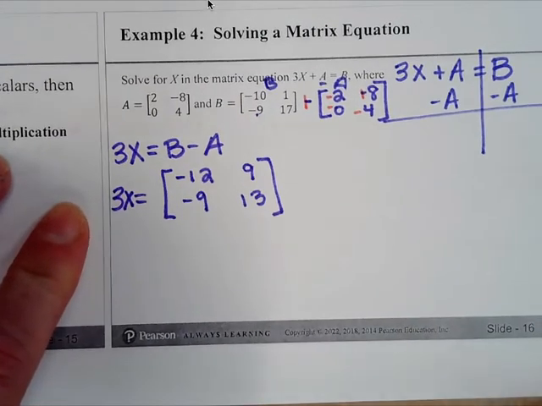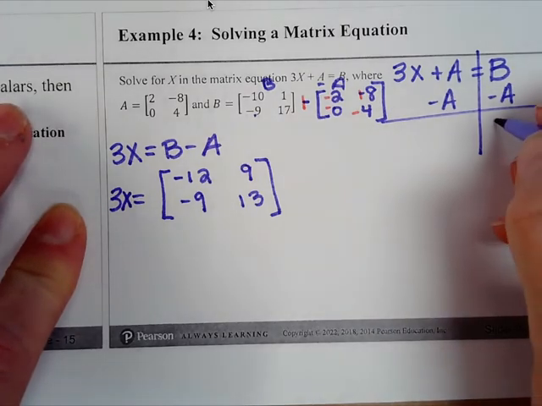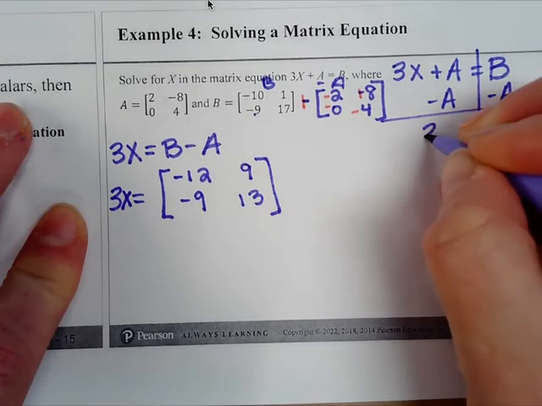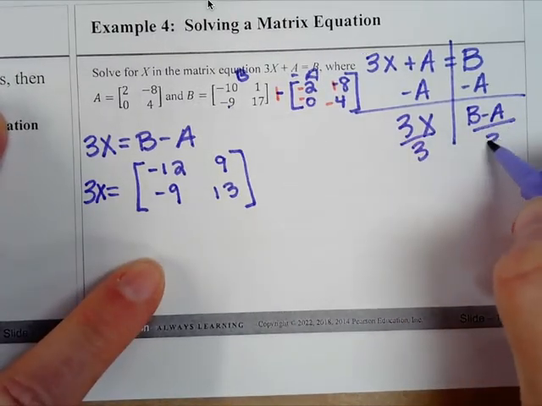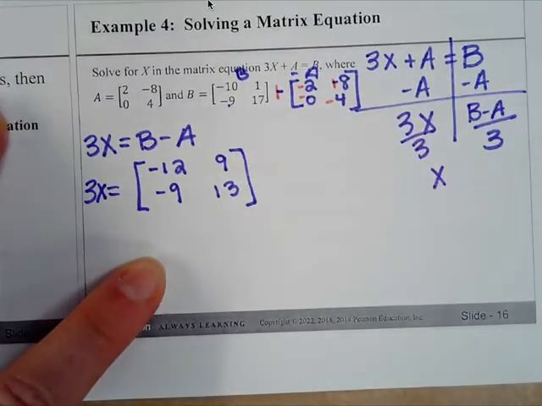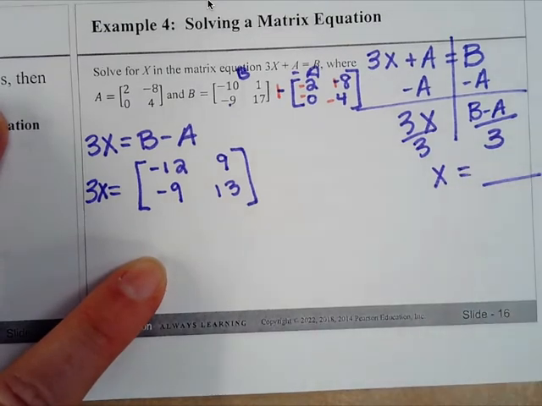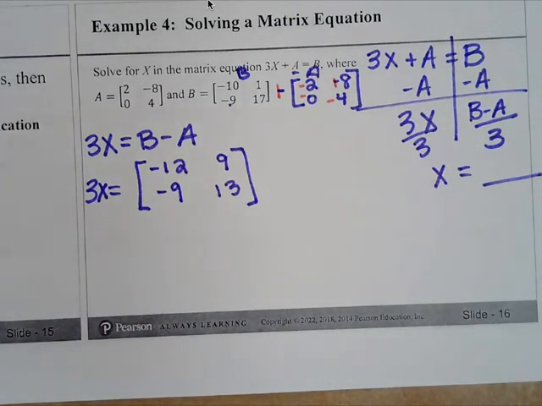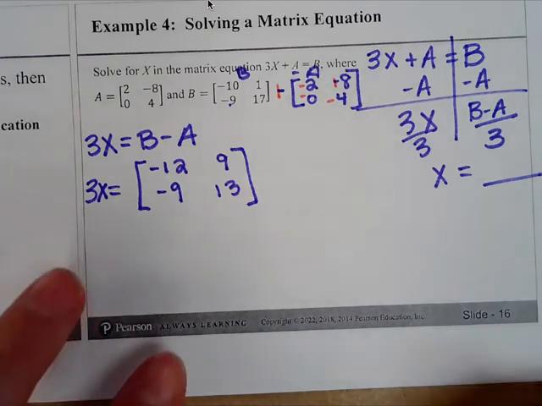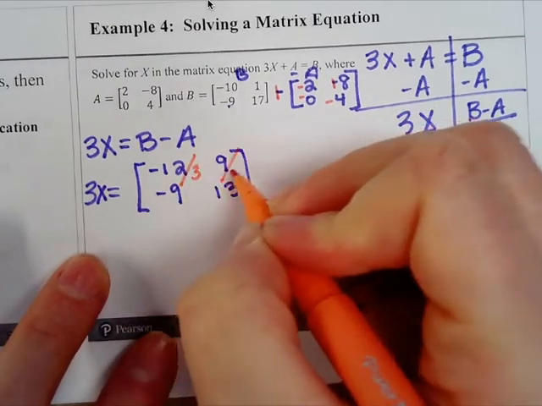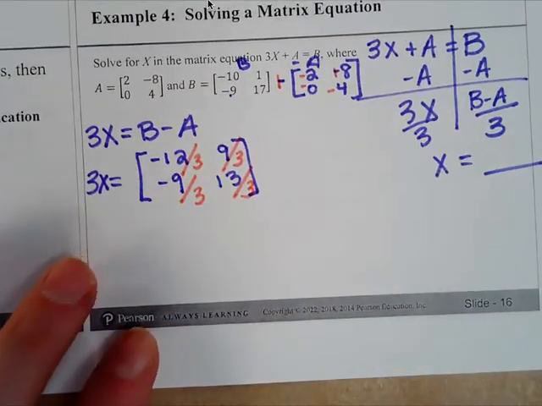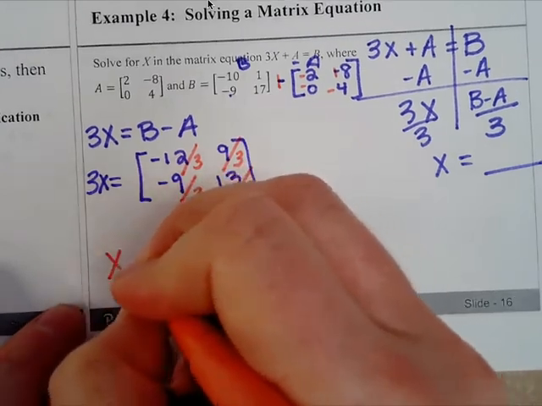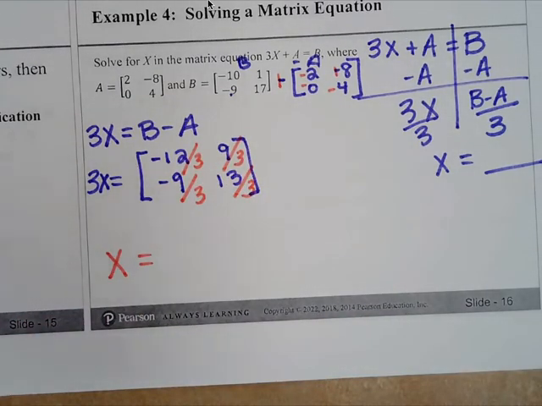What would be your next step? Right, yeah. So I have 3x equals b minus a. So I would divide by 3 to find out what x is. So I need to divide every entry by 3. To find out what the solution is for x.